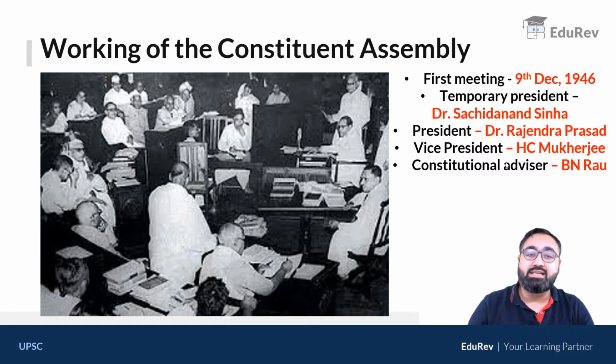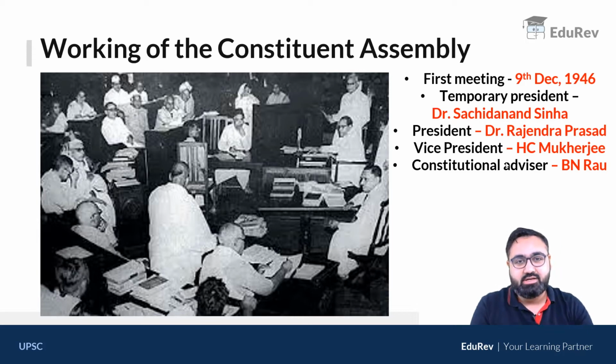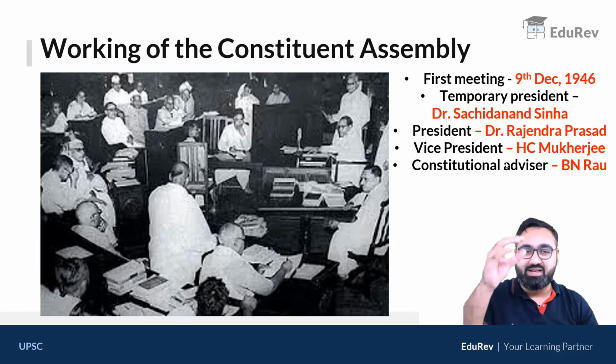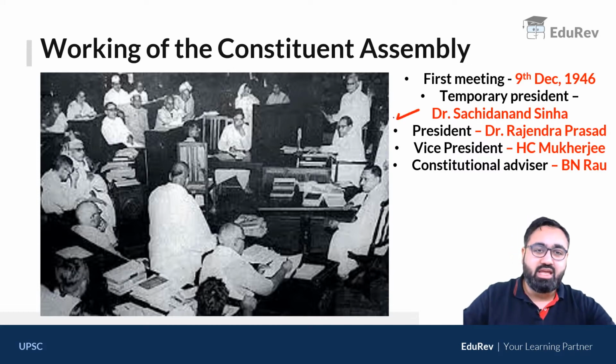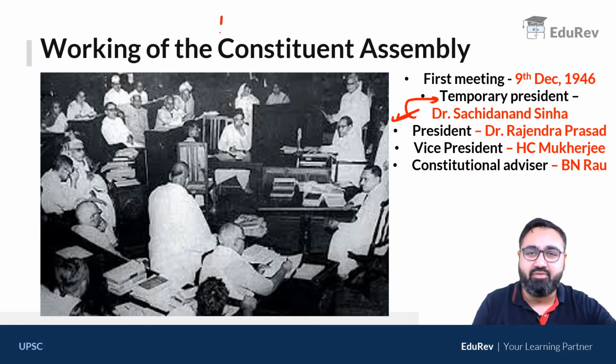As I told you earlier, the first meeting of the assembly was held on 9th of December 1946. So the first meeting was held even before independence. Now when the first meeting was held, obviously there was no one amongst the people in the assembly to preside over the house. It is like a new Lok Sabha, when you don't have a speaker, right? That is why the senior most member amongst themselves, that was Dr. Sachidanand Sinha, was appointed as the temporary president. This was as per a French practice.